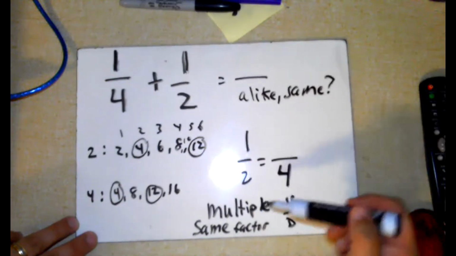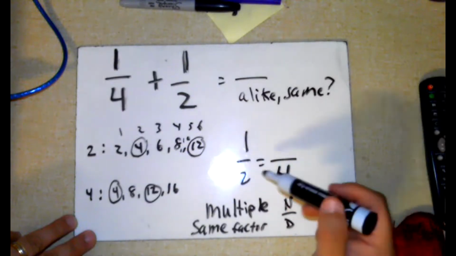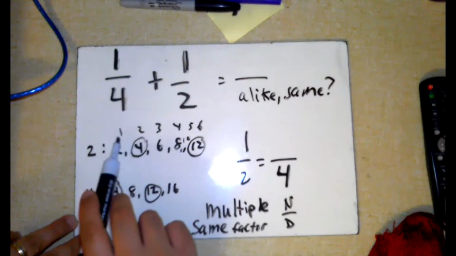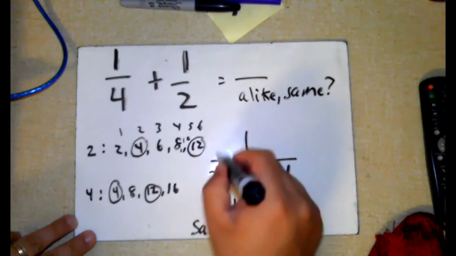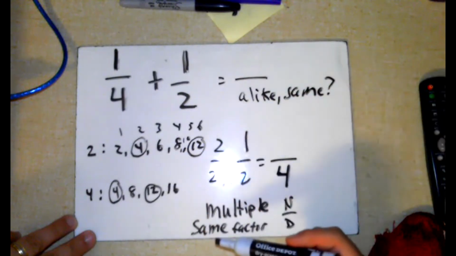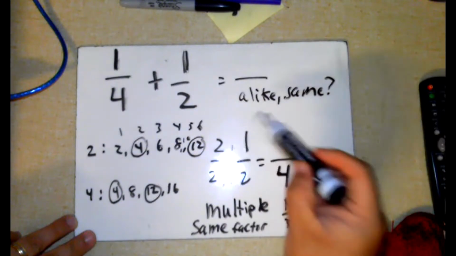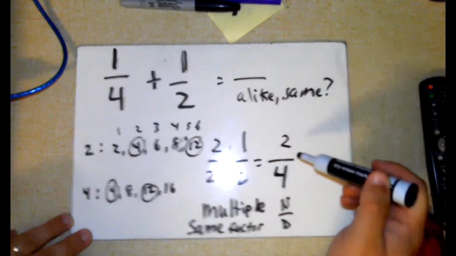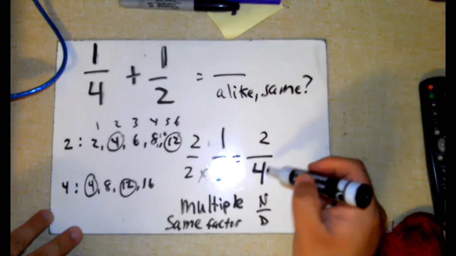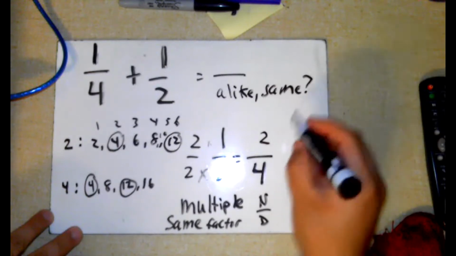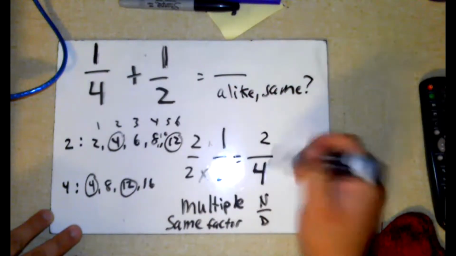And if you get asked, how do I go from 2 to 4? Or what number do I multiply 2 by to get to 4? And if you don't remember, just count. 1, 2. Okay. So 2. What I did to the denominator, I'm going to do to the numerator. So 2 times 2 equals 4. So 2 times 1 equals 2. So now we have 2 fourths. Are they now the same? So now I'm going to convert: 1/2 equals 2 fourths.